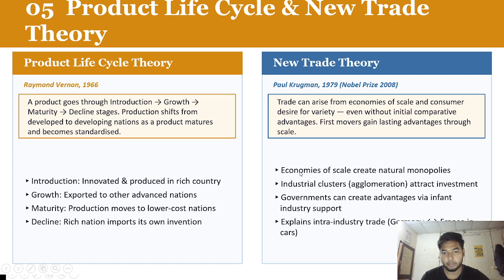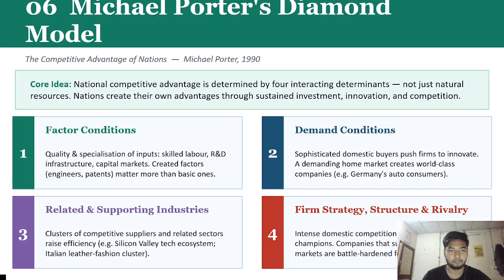Now, there are some key points. Economies of scale create natural monopolies. Industrial clusters. Government can create an advantage via infant industry support. It explains intra-industry trade, for example Germany, with finance and cars.